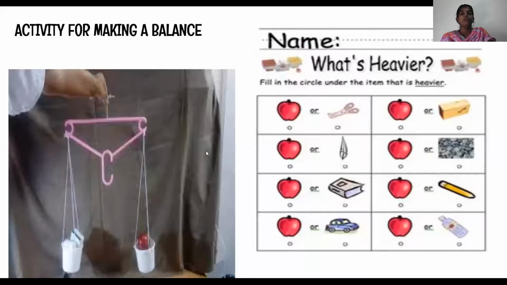So now I'm giving you some chocolates. Can you measure them with the help of this balance? Yes, of course you can, right?